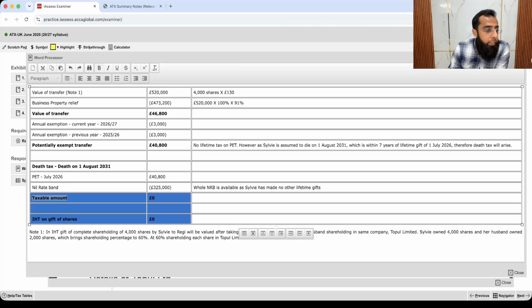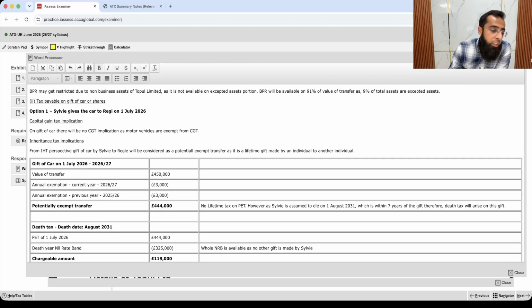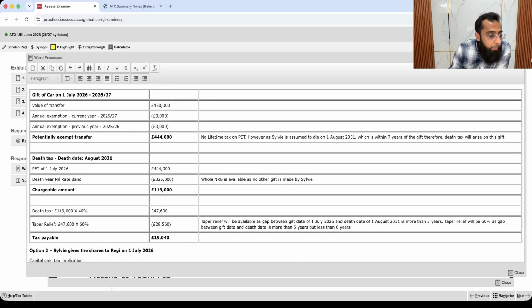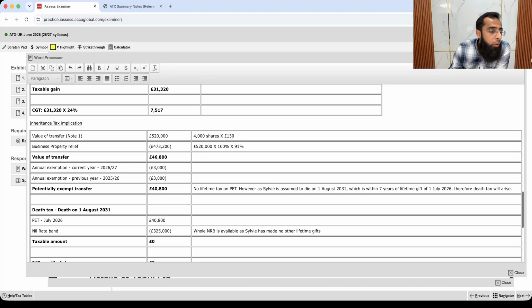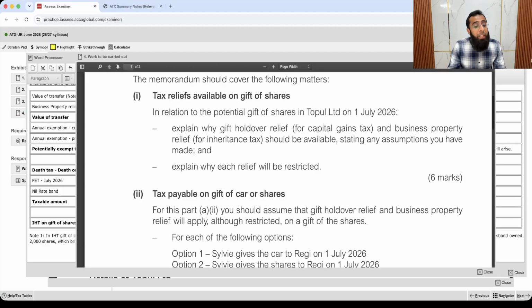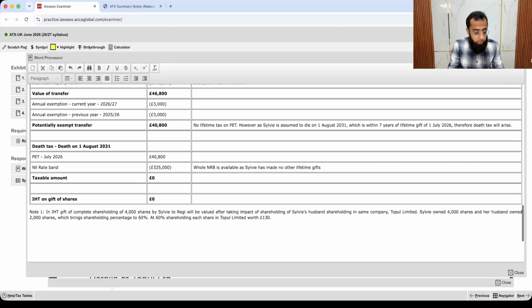So if I look at it, first I did the working for the gift of car. In CGT it was exempt. In IHT we did the working of PET. Then for the gift of shares, we did the working of CGT, gift holdover relief, and then we did the working of IHT. Now he has asked that we have to give a recommendation on which option will result in a lower amount of tax. So let's give the recommendation also.